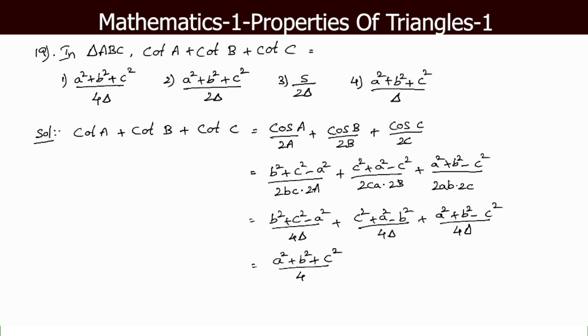So, therefore, the given cot A plus cot B plus cot C is equal to, after simplification, you will get 1 by 4 delta into A square plus B square plus C square. So, the correct option is option number 1.